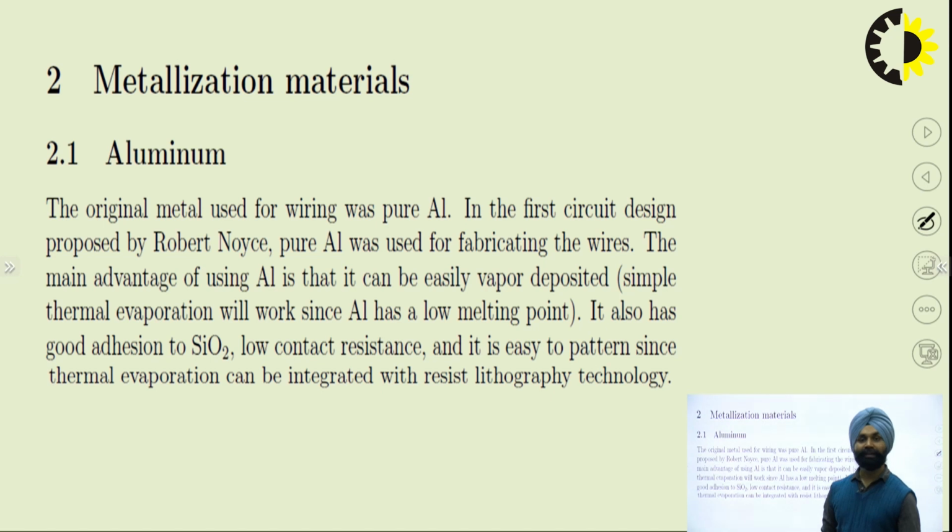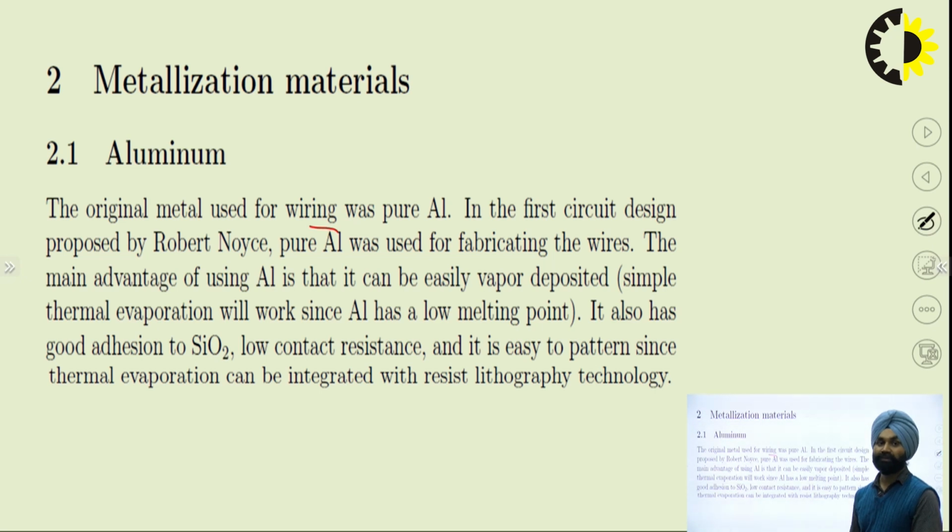So there are different materials that we can use for the metallization. The first one is aluminium. The aluminium is mainly used as a wiring system. So in this metallization also we use aluminium for wiring. It was since its origin of the IC that aluminium is used as a wiring, pure aluminium. The first circuit that we have seen in the first lecture was also using pure aluminium for the fabrication of the wires.